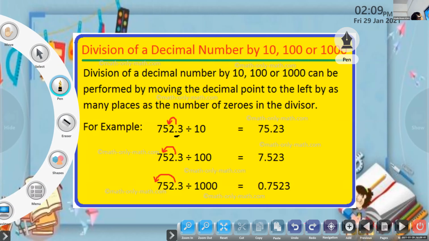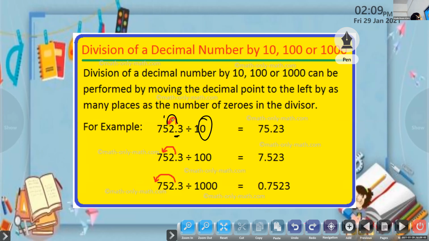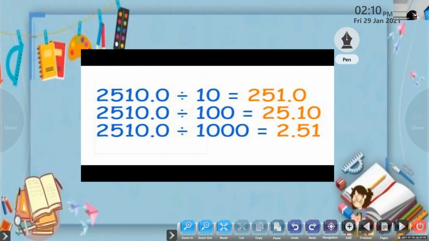Here we have only one decimal place, so we will move to the left side one digit. So the answer is 75.23. We have done this already. And here we have two decimals, so you have to move how many digits? 1, 2. Here it is 3 digits, so we will move 1, 2, 3 decimal places. 0.7523. This we discussed already. And here again, that also we discussed yesterday. One digit, 1, 0. We have to move to the left side. So we have to place the decimal point over here.